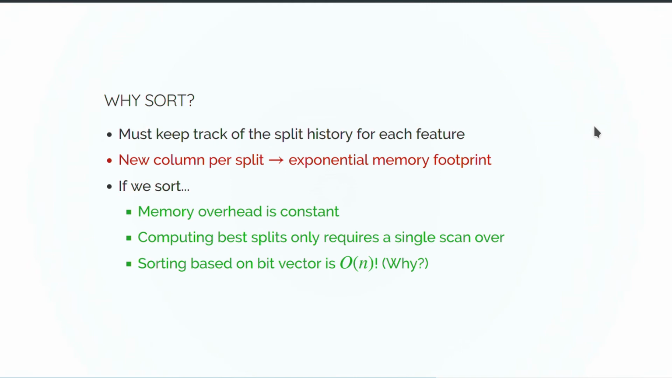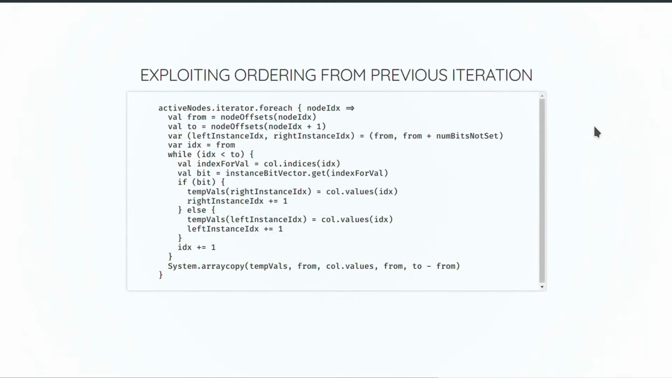Furthermore, computing the best split only requires a single scan, and most importantly, sorting based on the bit vector is big O of n, rather than big O of n log n, as you might expect. This is a little bit surprising. To see why this is the case, remember that in the previous iteration of the algorithm, we have already sorted first by that bit vector, and then by the feature value. So we can actually leverage the ordering that we got from the prior iteration to sort the next iteration in linear time.